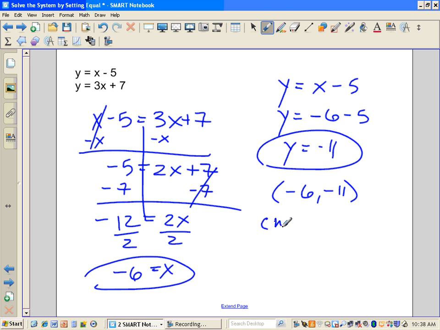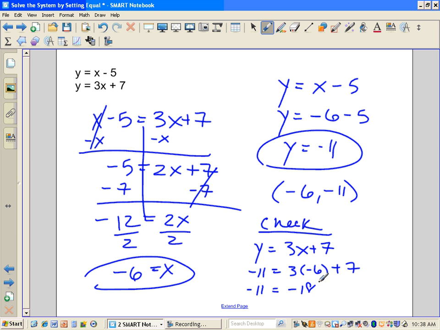I'm going to just do a quick check. Is 3x plus 7. So negative 11 is my y. 3 times negative 6 plus 7. Is that equal to negative 11? Well, 3 times negative 6 is negative 18. Plus 7, that works out to be negative 11, so that checks out just fine.